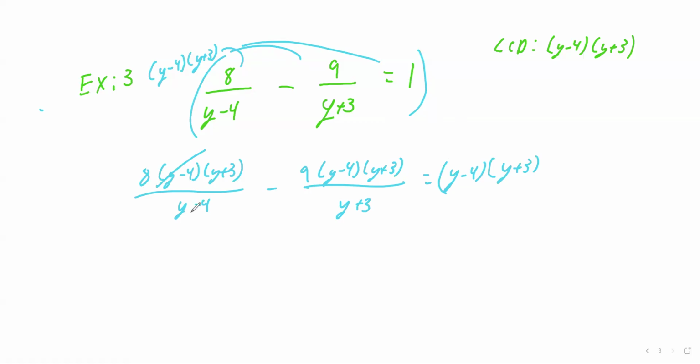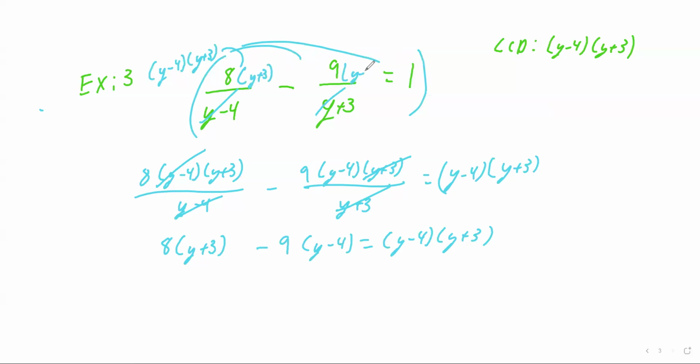But now notice the y minus 4's cancel and the y plus 3's cancel. So then I'm really left with 8 times y plus 3 minus 9 times y minus 4 equals y minus 4 times y plus 3. So what I want you to see is when I distribute, this y minus 4 would cancel, and this y plus 3 would cancel, and I'd literally just be multiplied by y plus 3 and y minus 4 for these two guys, and then this one would get the entire thing. This would get y minus 4, y plus 3.